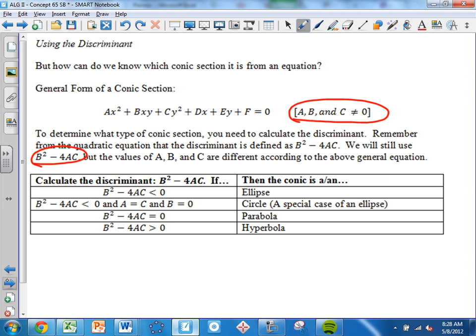Now, next part. If the discriminant is less than 0 and A is equal to C, and B is equal to 0, we have a circle. So remember, if it's less than 0, it's either an ellipse or a circle. But there's a special case in an ellipse when A is equal to C and B is equal to 0. This is an and statement there. All those properties need to be exhibited. You must have a negative discriminant and A equals C and B has to equal 0.